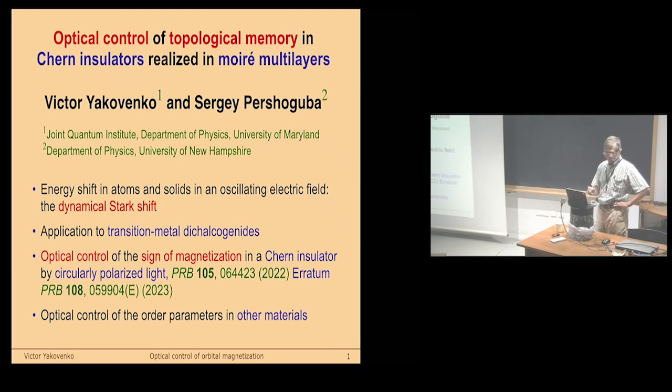Anyway, the outline is this. First, I will discuss a general theory for dynamical Stark shift, the energy shift of a quantum system, in this case electrons in a crystal, in the presence of an oscillating electric field. This will be the basic theoretical part. And then the rest of the talk will be applications to various systems. First, I will do quickly transition metal dichalcogenides, and then most of the talk will be application to Chern insulators and the way to use optical means to control the sign of the Chern number and magnetization in Chern insulators. And then I will briefly discuss other materials and other ideas.